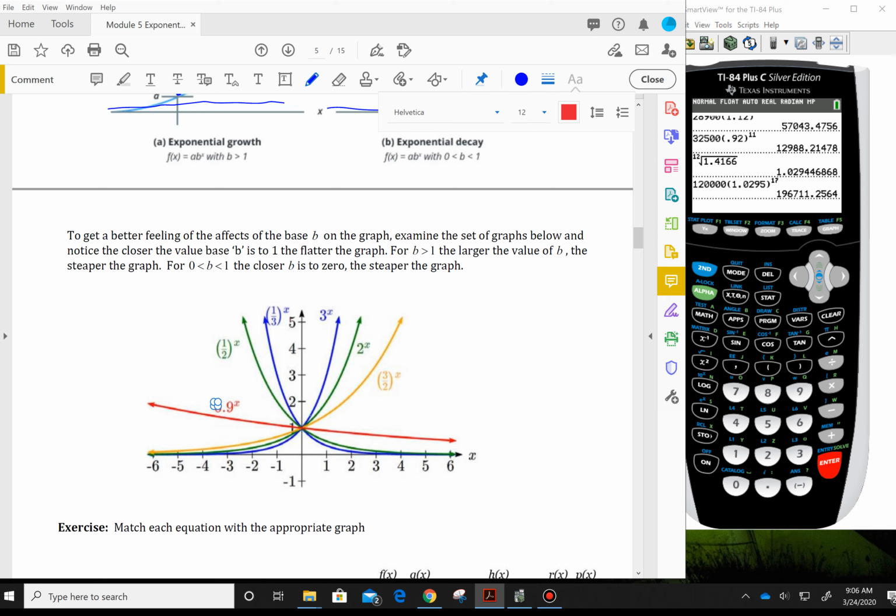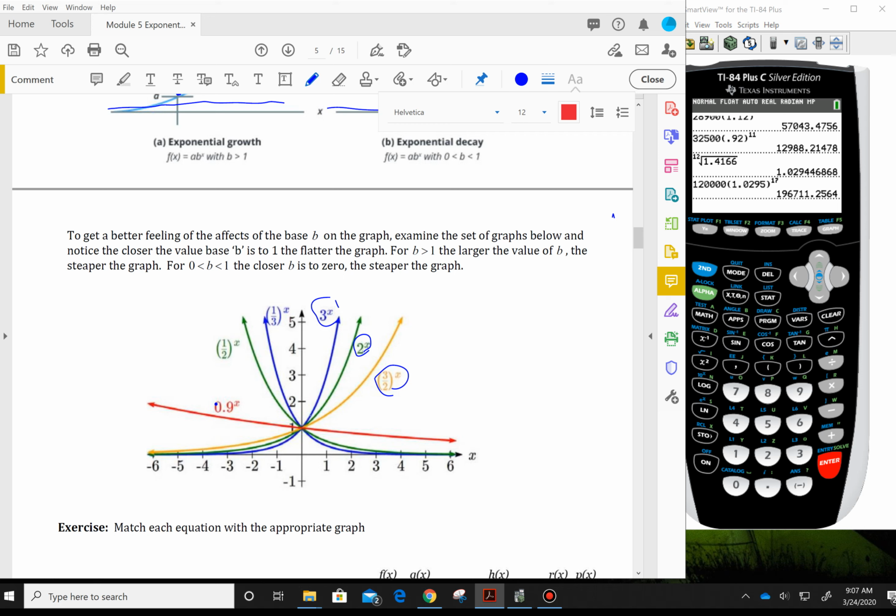For values of b greater than 1, and I'm looking at these ones here, the larger the value of b, the steeper the graph. So as your base goes from 3/2 to 2 to 3, your graph gets steeper and steeper and steeper.